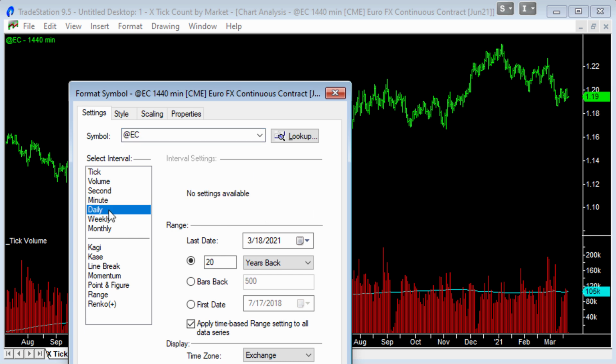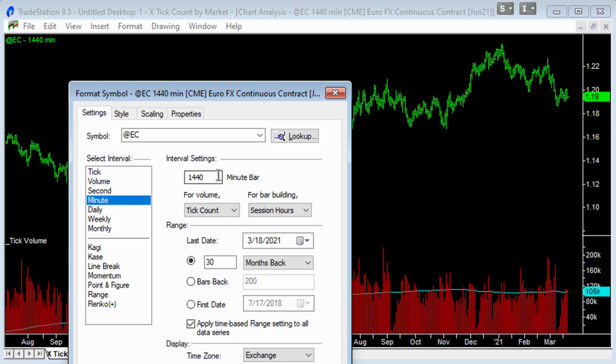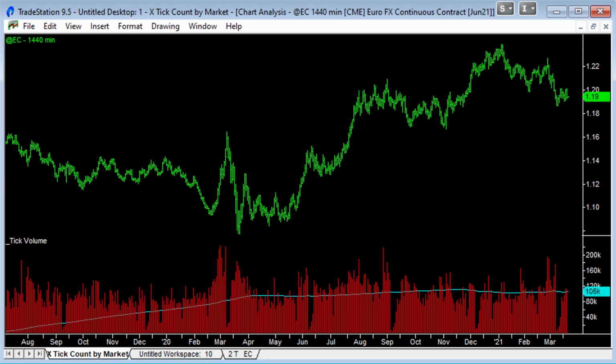If I had it just on a daily chart, you see those settings aren't available, but I put it on a minute chart, 1440, there are 1440 minutes in a 24-hour period, and it gives me two choices here. I can either put the trade volume or the tick count on the volume settings, and I select tick count. I use the session hours, although I don't think that matters, and click OK, and that gives me the print below the line here.